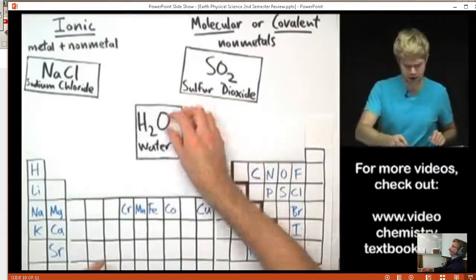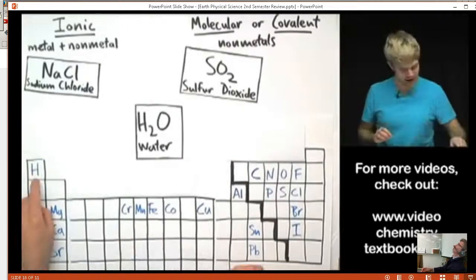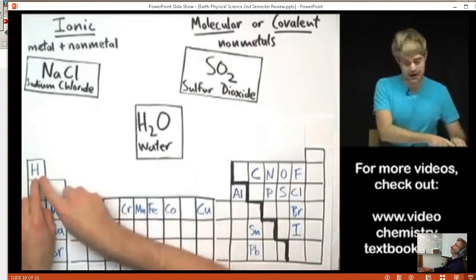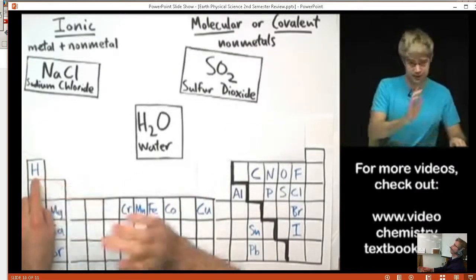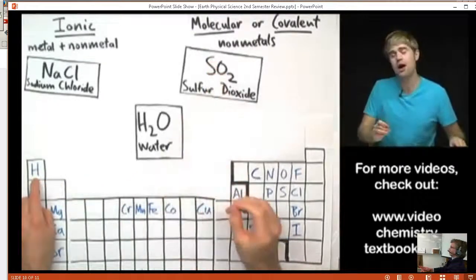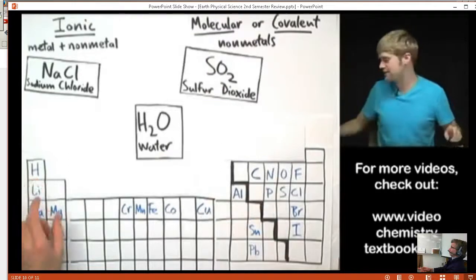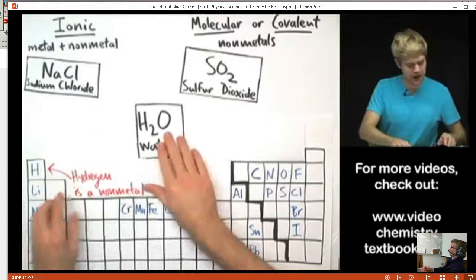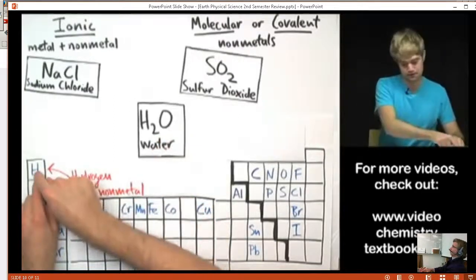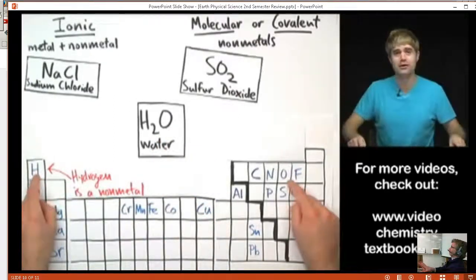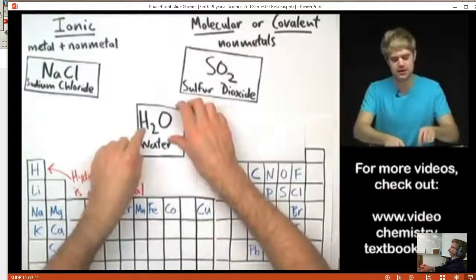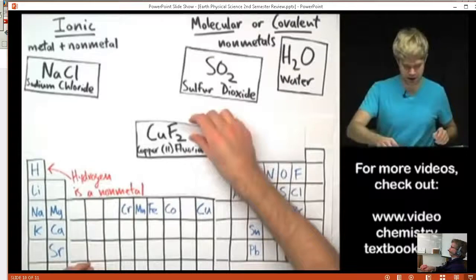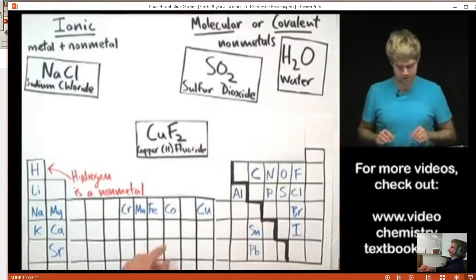All right, now, H2O is made of hydrogen and oxygen. Now, you might think that hydrogen is a metal because it's on this side of the periodic table. It's fine, it's understandable if you do that. But hydrogen is an exception. Even though it's on this side of the periodic table, it's actually a nonmetal. It's the only exception. So hydrogen and oxygen are actually both nonmetals, which means that H2O, water, is a molecular or covalent compound. Okay, copper 2 fluoride.